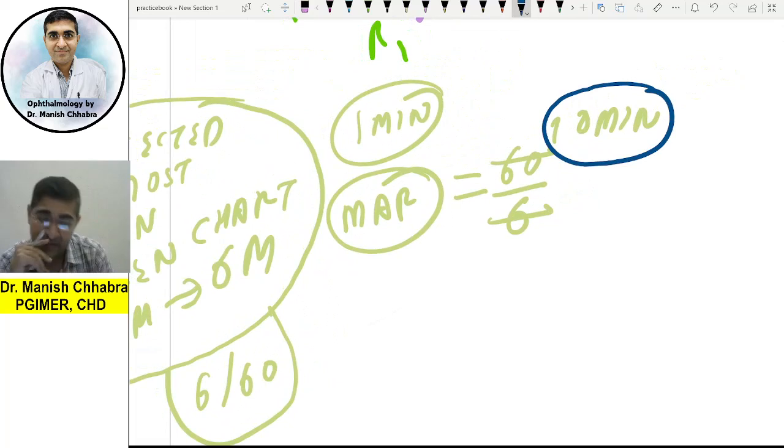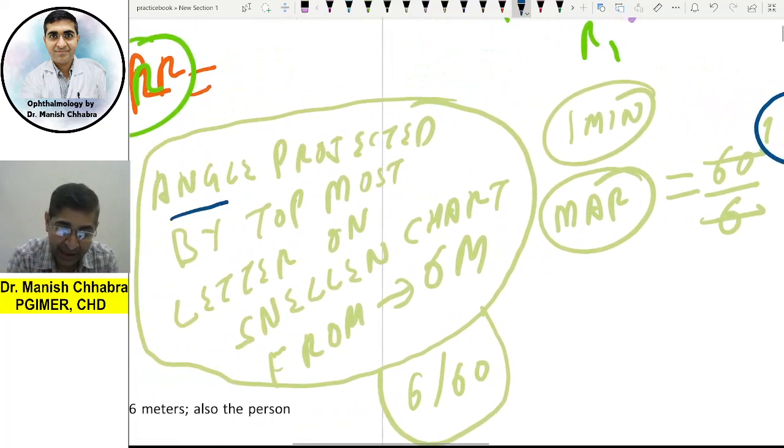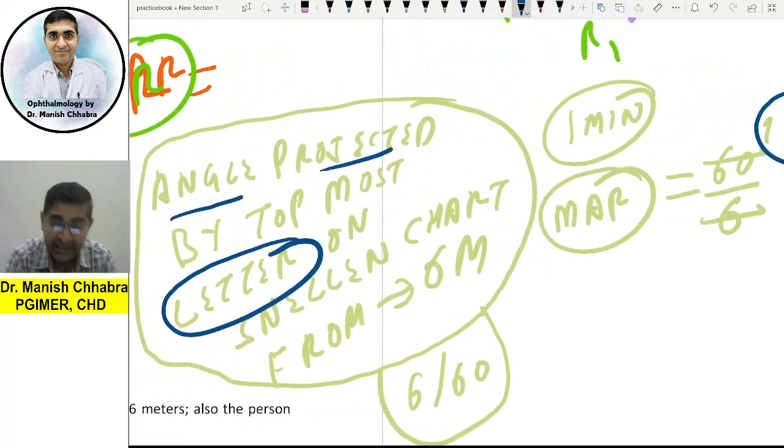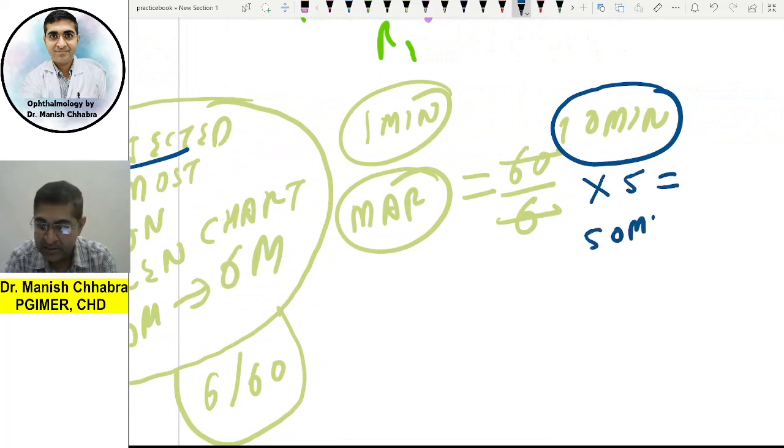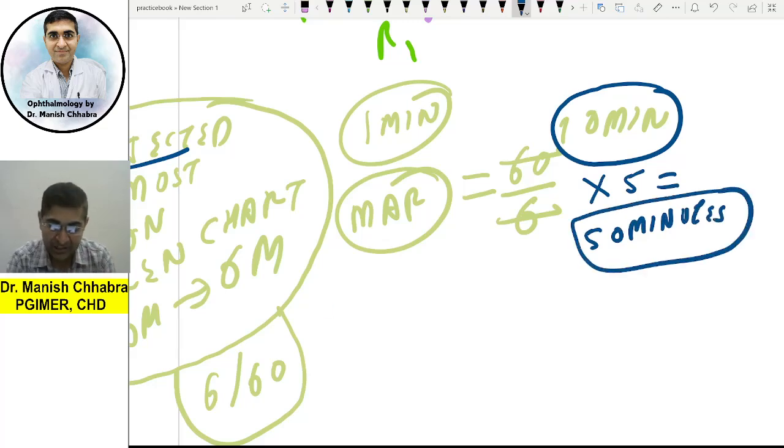But the examiner has asked which is the angle projected by the topmost letter, not the segment, the entire letter. But you know each letter has 5 segments. So 10 into 5 is 50 minutes. So the answer will be clear cut, 50 minutes.